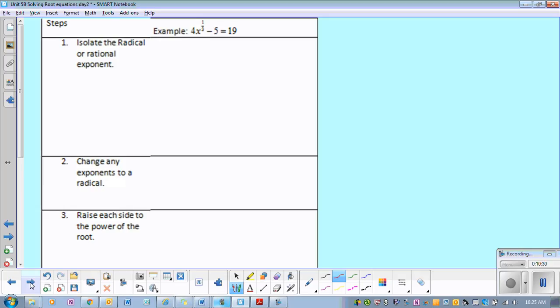So this one, it says, isolate the radical or the rational exponent. So the rational exponent means you have a fraction as your exponent, right? So when I look at this, oh my goodness, I do have a fraction exponent. It's right on that x, right there, right? That is what you want to get all by itself. So I'm going to add the 5 first.